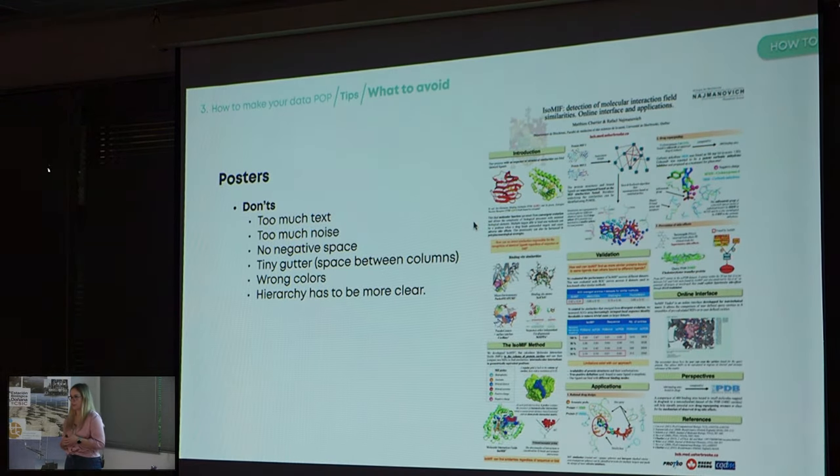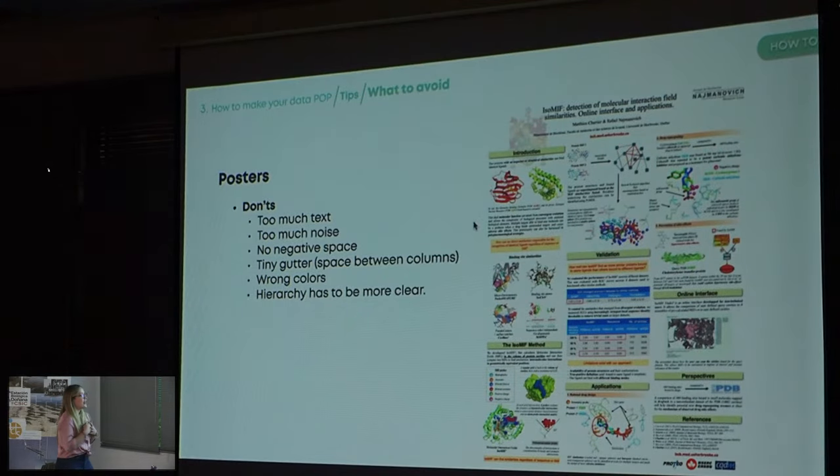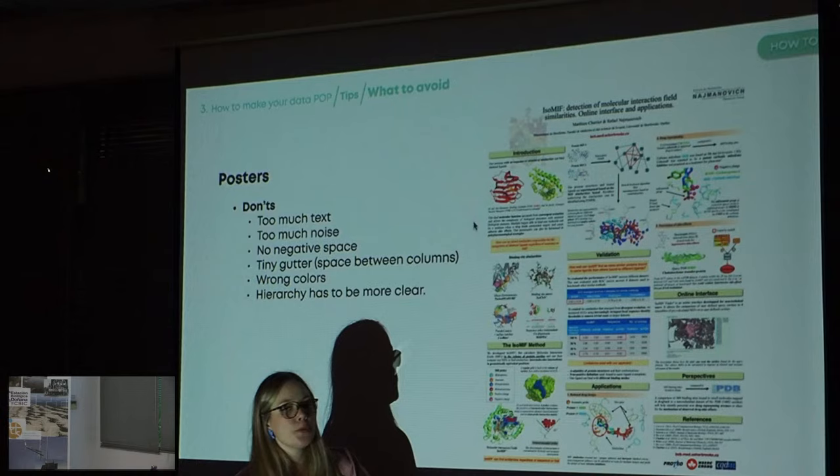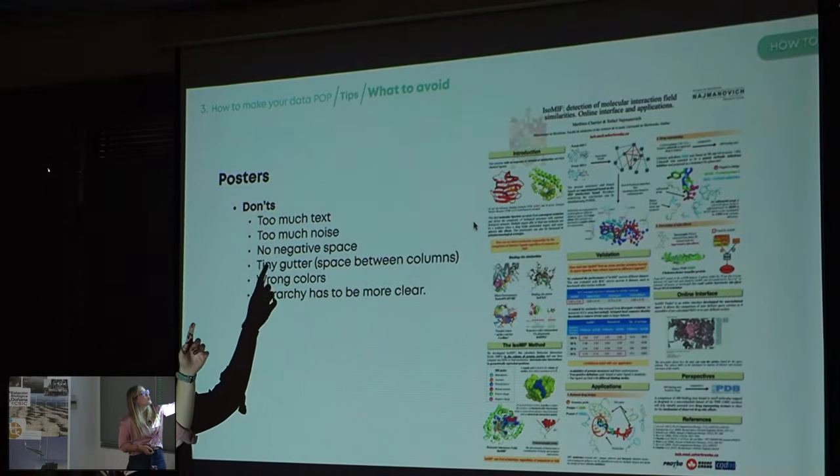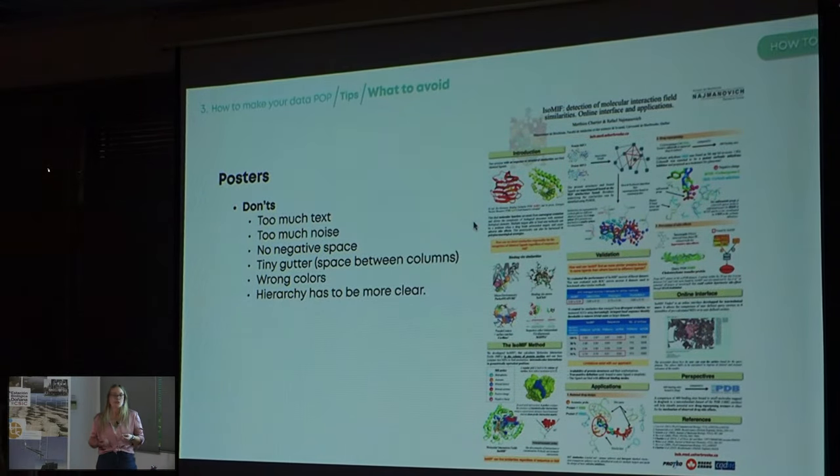Let's look at the poster, for example. This poster has a lot of wrong choices, let's say like that. It has too much text, too much noise. Again, this is because there's not enough white space or negative space. We can see how tiny the gutter, the space in between the columns, is. Just by making it bigger, it would be way easier to define the separate sections. It's also a wrong color choice because, I mean, a white background with red letters is already a little bit ugly. But then again, it fights with the header of each section visually. So there's really not a clear hierarchy of information.